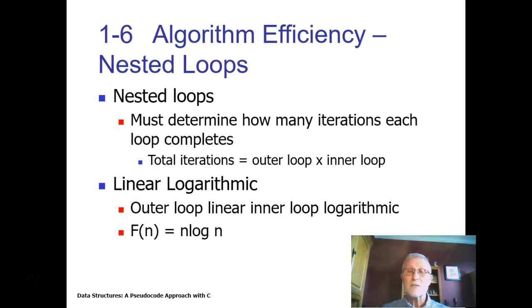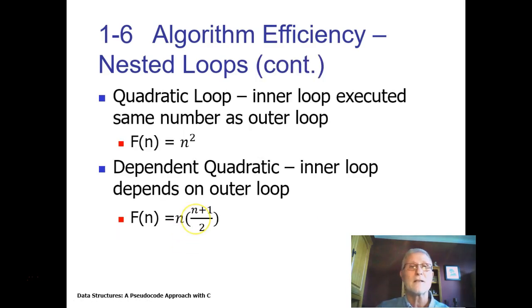Next is linear logarithmic. Logarithmic is a multiplication, but here the outer loop is a linear loop and the inner loop is logarithmic. So you have an outer loop from 1 to 10, where the inner loop does some kind of multiplication or division on each element. I would define that function to be n log n: log n from the logarithmic part, n from the linear part. So when you're looking at nested loops, you're looking for things like that.